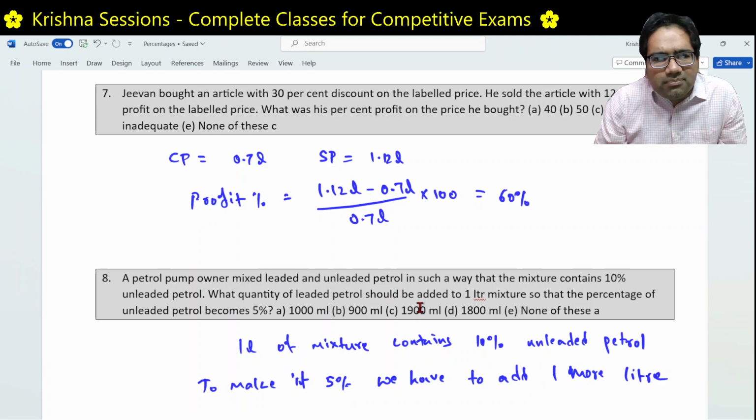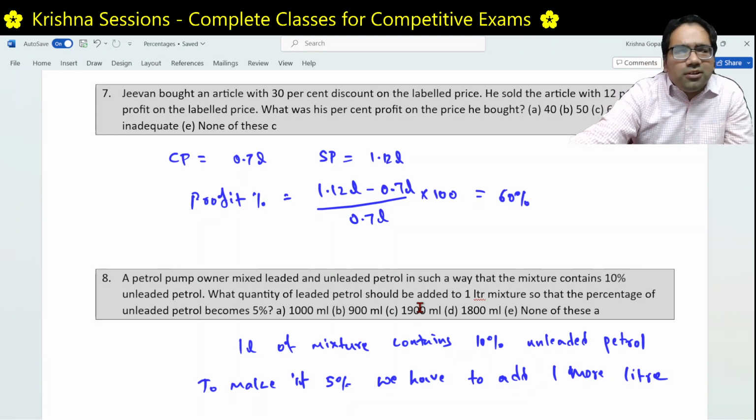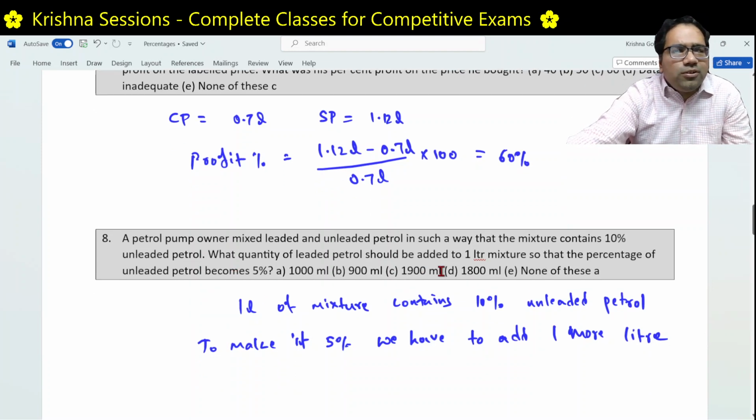This has to become half. That means one more liter should get added. The denominator should become double. 10% was the original concentration. If it has to become 5%, the denominator should become double. So we have to add one more liter. That is simple. We don't need to do any other calculation. Right? This is such a simple problem.